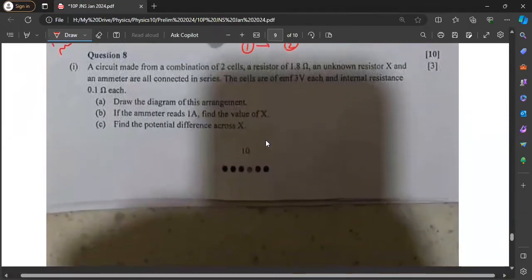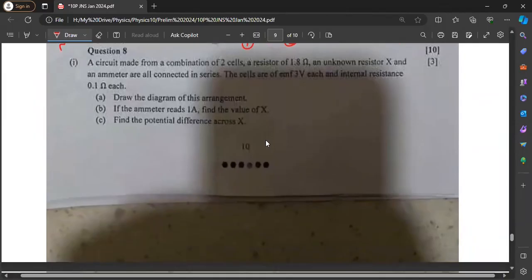Okay, question number 8. A circuit is made with a combination of two cells, a resistor of 1.8 ohm, an unknown resistor X, and an ammeter. All are connected in series. The cells have 3 volt and 0.1 ohm each. So let me just draw a diagram. And then you have one resistor and another resistor. So this is 1.8 ohm. This is X.